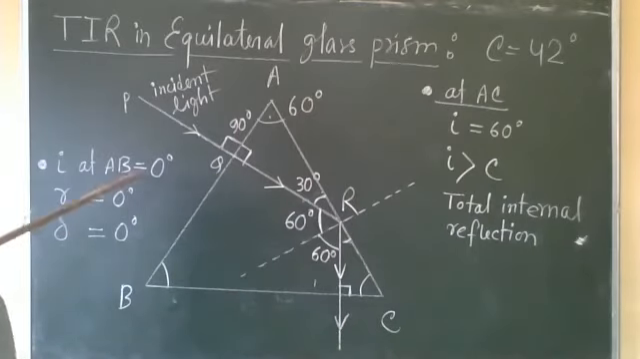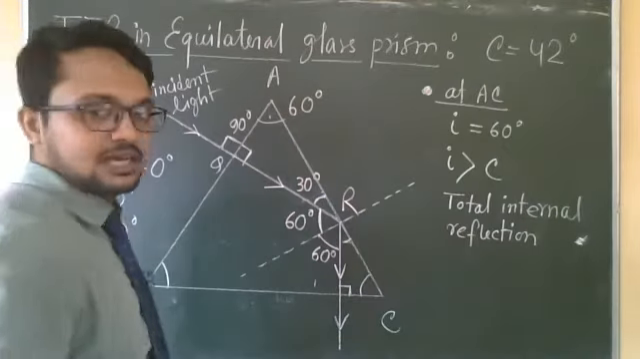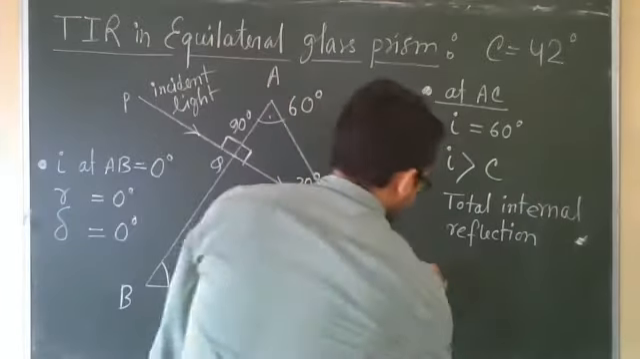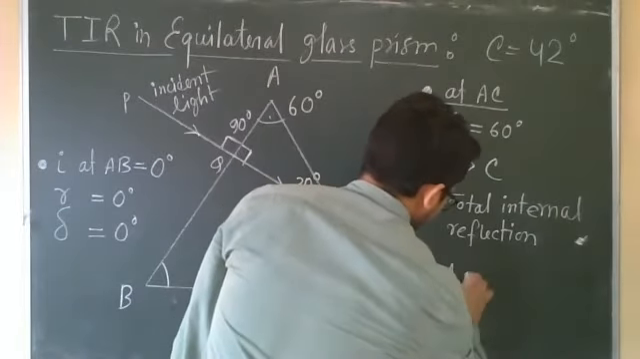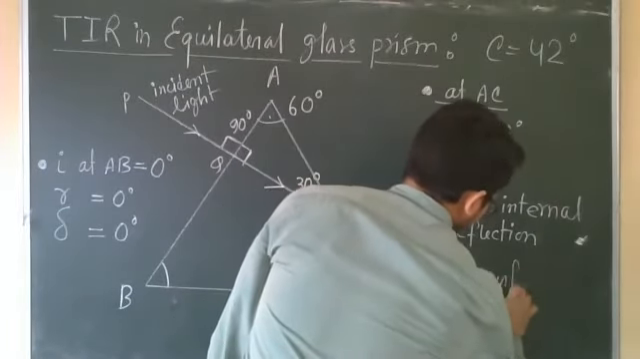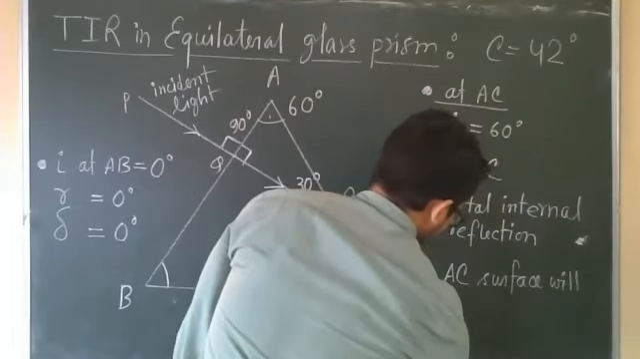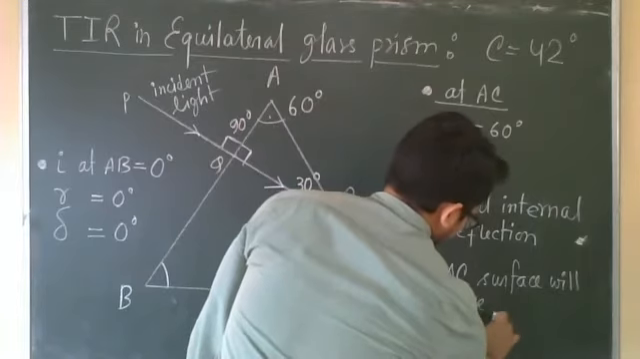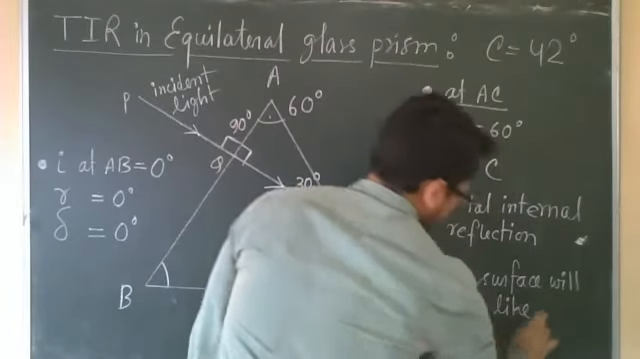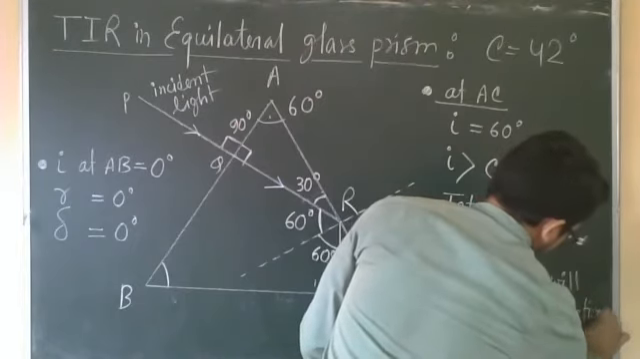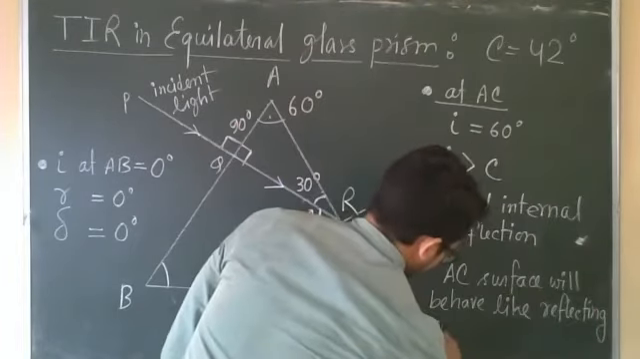These are the different questions. Which surface will behave like a reflecting surface? AC. The AC surface will behave like a reflecting surface.